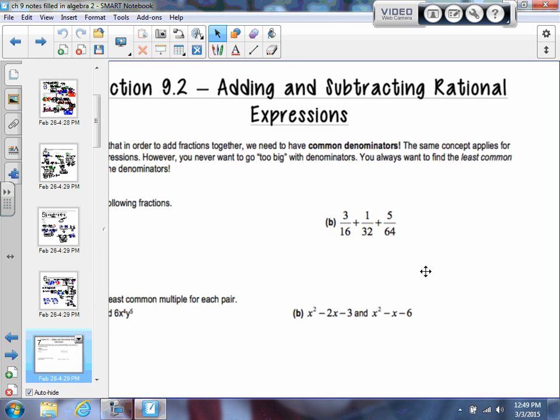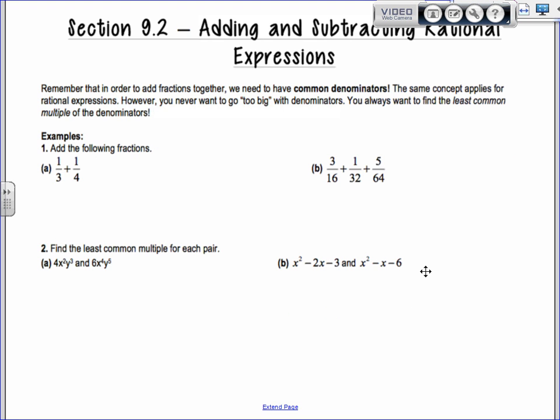So section 9.2 is on adding and subtracting rational expressions. We learned yesterday that rational expressions are expressions that look like fractions. They can have polynomials in the numerator, polynomials in the denominator. And we learned how to multiply and divide. We reduced and then multiplied and so on. Now we're going to learn how to add and subtract, which surprisingly is a little bit harder than multiplying and dividing.